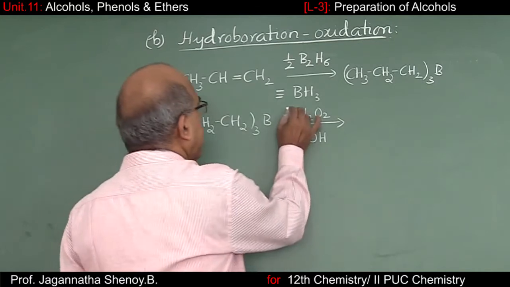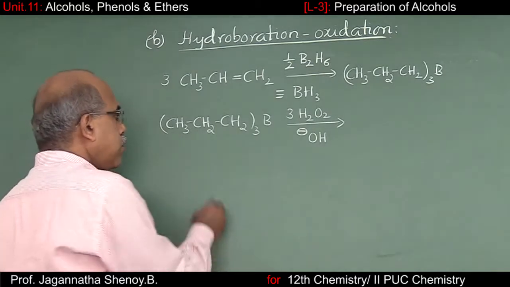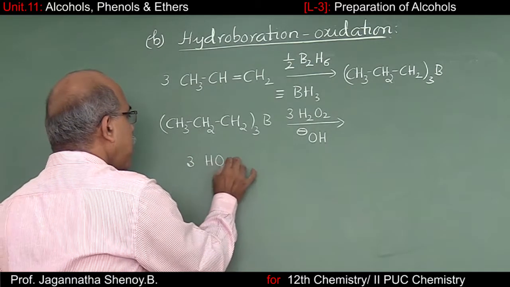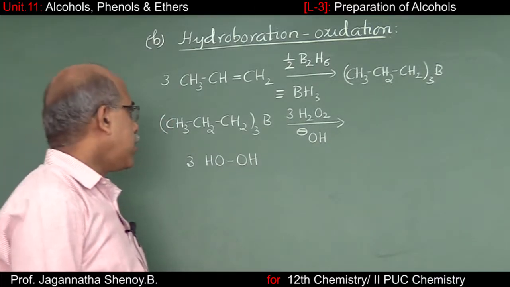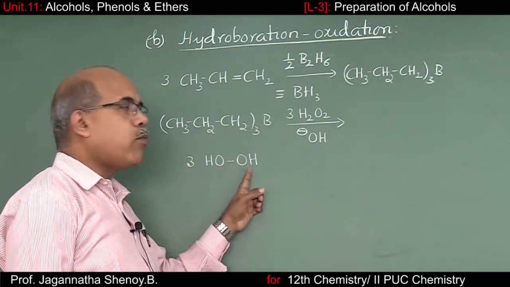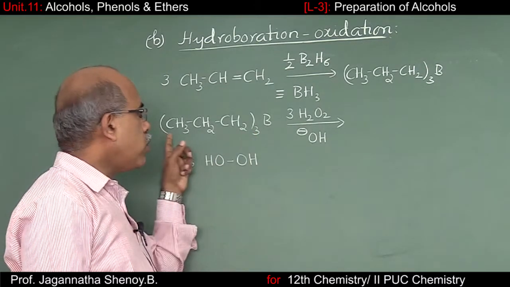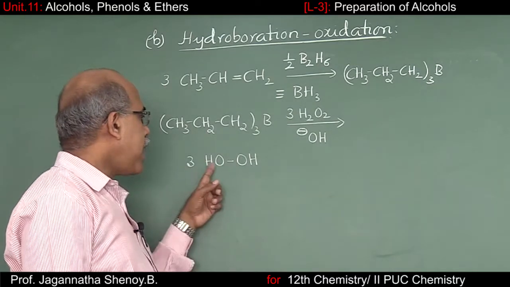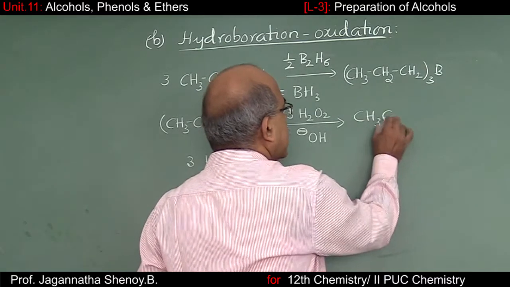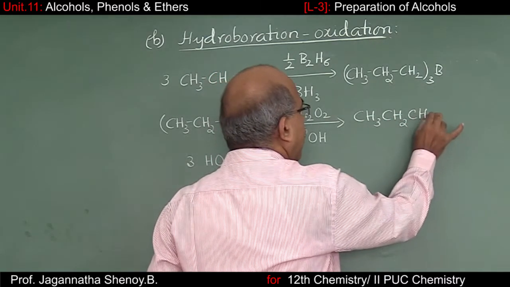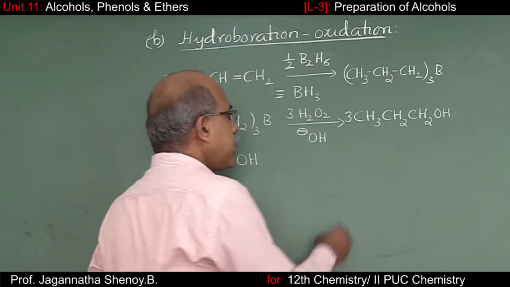If I consider 3 moles of hydrogen peroxide, for the sake of simplicity, I can consider it as 3 molecules of HO and OH. Now, boron will take away 3 OH groups, and the remaining 3 N-propyl groups will combine with 3 OH and give you the products. The first one is N-propyl alcohol, 3 moles of it.